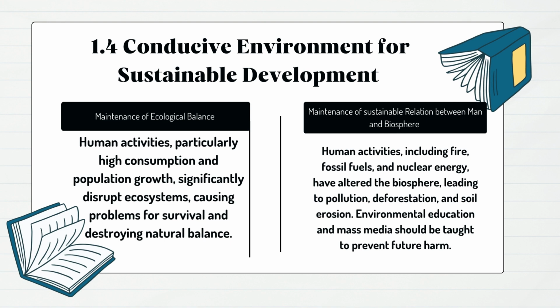Maintenance of ecological balance. Human activities, particularly high consumption and population growth, significantly disrupt ecosystems, causing problems for survival and destroying natural balances. Maintenance of a sustainable relation between man and biosphere. Human activities including fire, fossil fuel, and nuclear energy have altered the biosphere, leading to pollution, deforestation, and soil erosion. Environmental education and mass media should be used to teach people and prevent future harms.